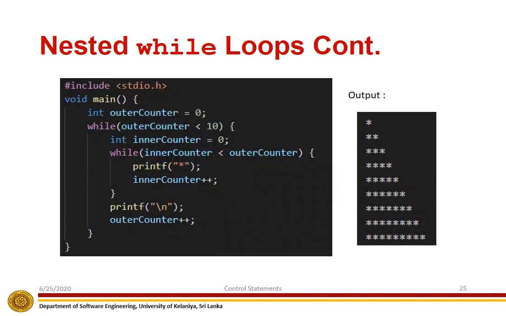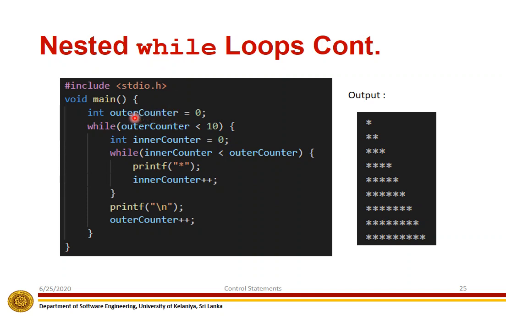This is an example of a nested while loop. Here you can see this is the outer while loop, and these are the statements for the outer while loop, and this is the end of the outer while loop. So this is the outer while loop and this is the inner while loop. Here I have given an outer counter variable for the outer while loop and an inner counter variable for the inner while loop. This also gives the same output as the nested for loop. So we will trace the code and see.